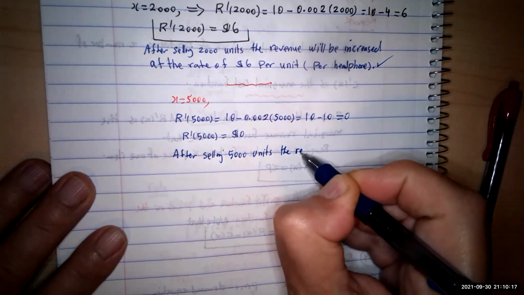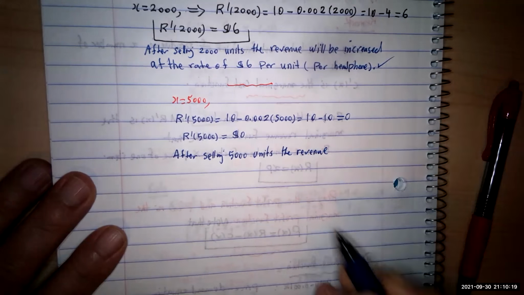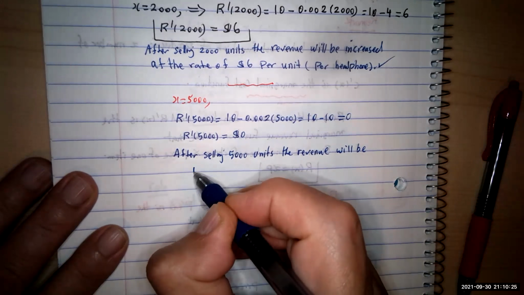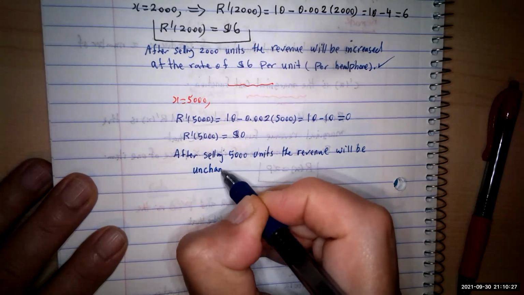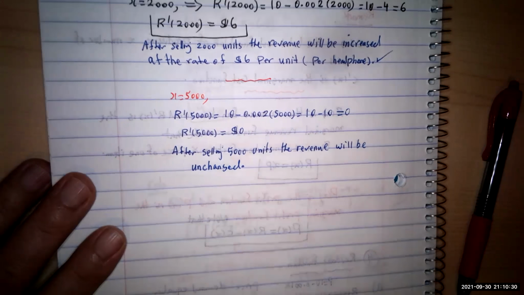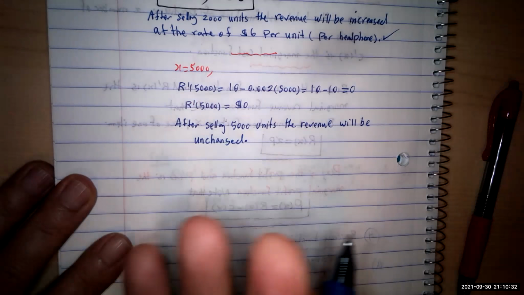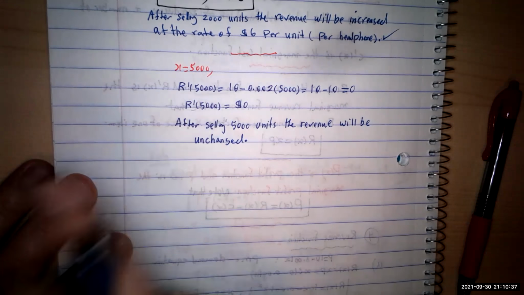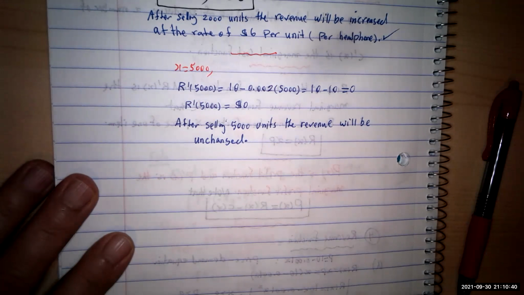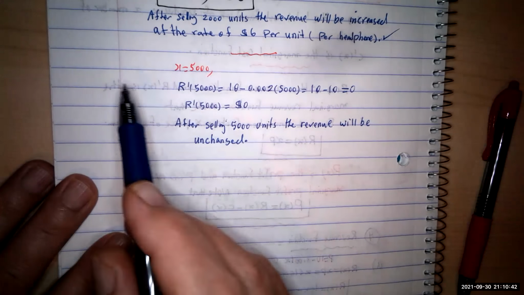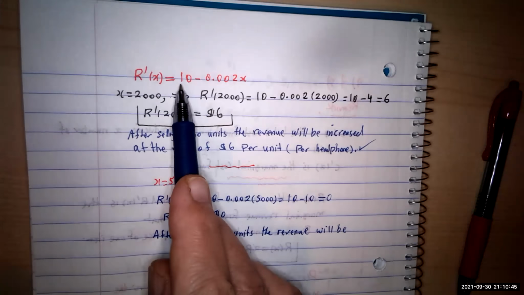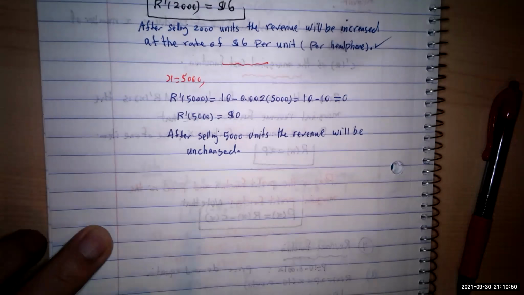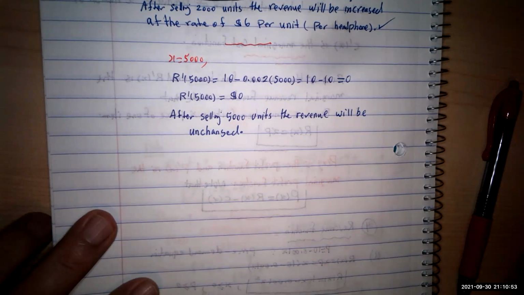After manufacturing 5,000 units at this level of production, the revenue would be unchanged. So you're not going to make any money. At this level, you already got the maximum revenue. And this is the second problem I told you. When we get to the next chapter, you let R prime of x equal to 0, and x would be 5,000. Then you are going to show that at 5,000, you get the maximum, but not now.